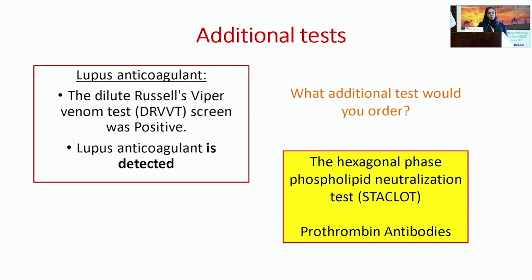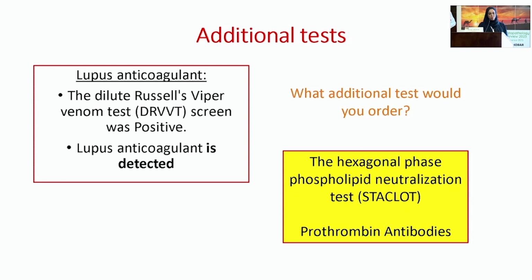So we did the lupus anticoagulant. We have the screening at the moment, DRVVT, which was positive, and the lupus anticoagulant, which is detected. A lot of recommendations do ask for confirmation by hexagonal phase. Not all hospitals do it. Another thing which is very hard to measure is prothrombin antibodies.